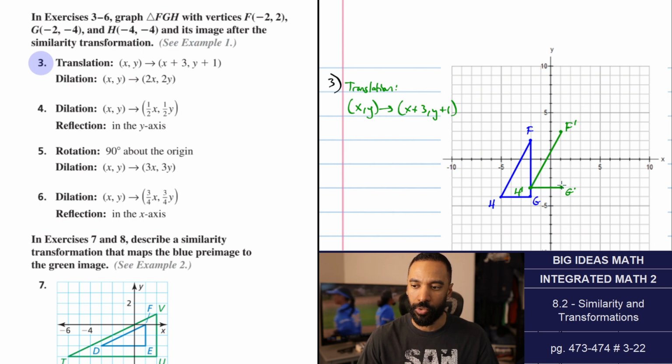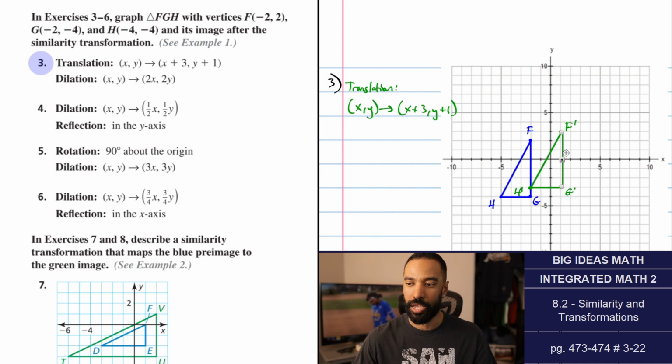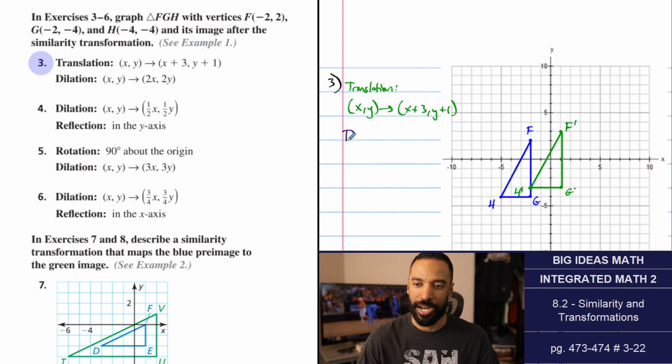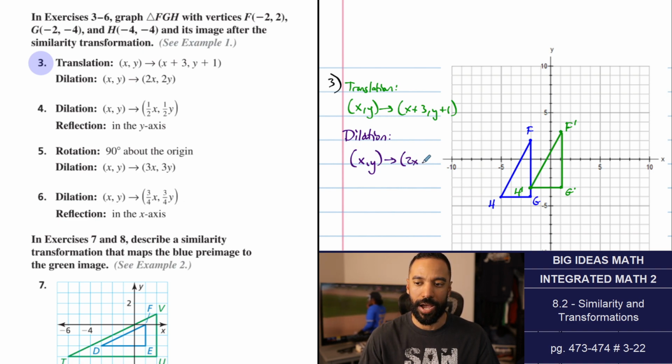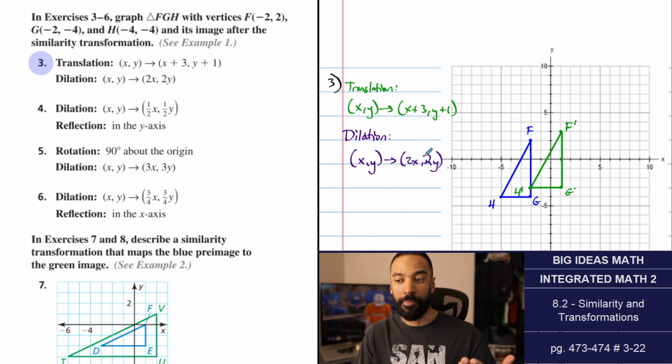Next, what I'm going to do in my dilation is take what I have in green, not in blue, but take what I have in green to apply the next transformation. So let's do that in purple. Let's do a dilation after that. I'm going pretty much as fast as I can while copying down the problem. From xy to 2x and 2y. So now we have a scale factor of 2 applied. This is growing from the origin.